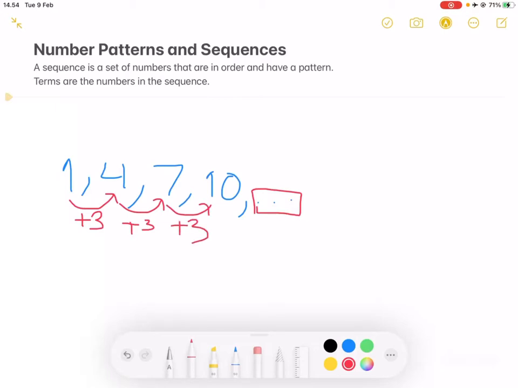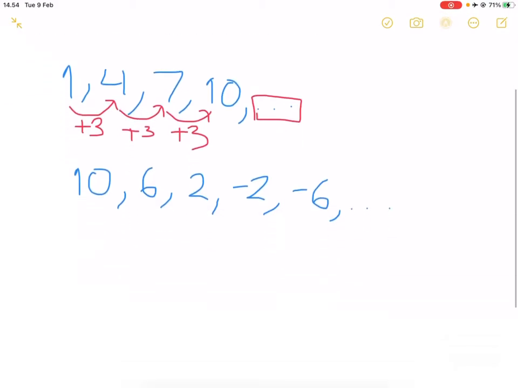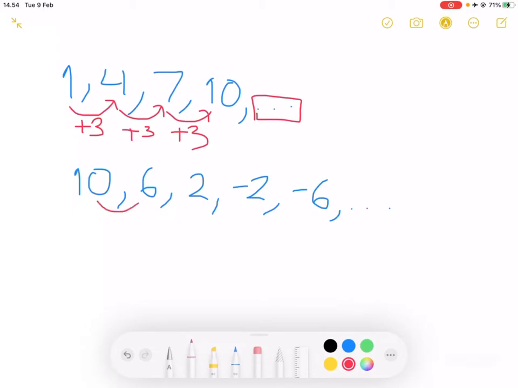Another example of a sequence is something like this. So we have 10, 6, 2, -2. And keep in mind, terms can also be negative since they are numbers. And this goes on forever, like so. In this case, the pattern is you subtract 4 to get the next term. So you get this following pattern right here.